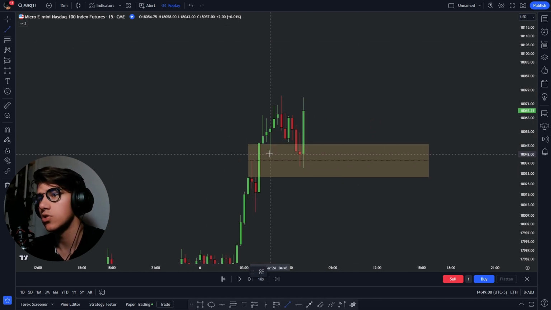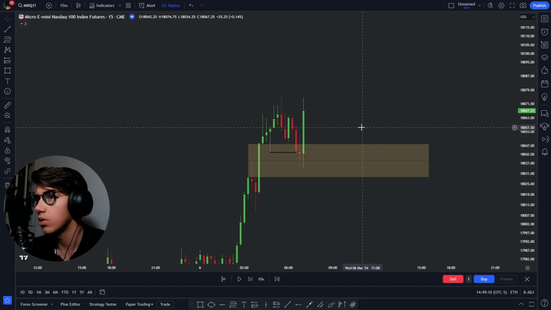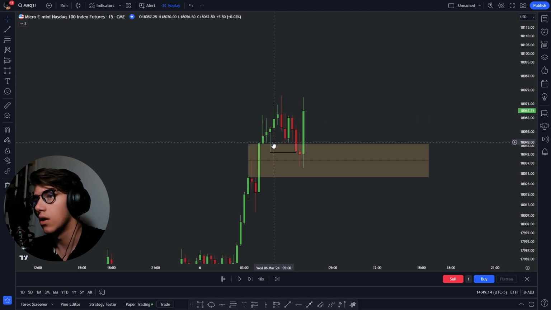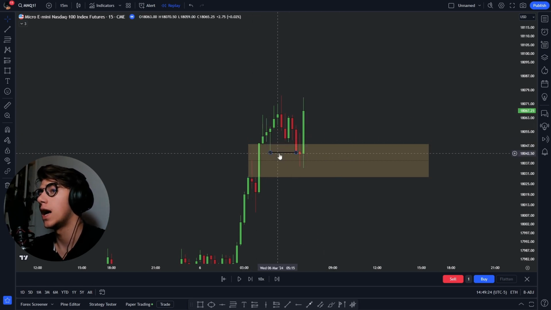Another great example of a turtle soup is right here. That was also mentioned in the turtle soup video that I recently published. We have a low that originally hit the 15-minute imbalance. Then we have a new low being made that swept the previous low, all within a higher time frame imbalance, right? So I saw that.